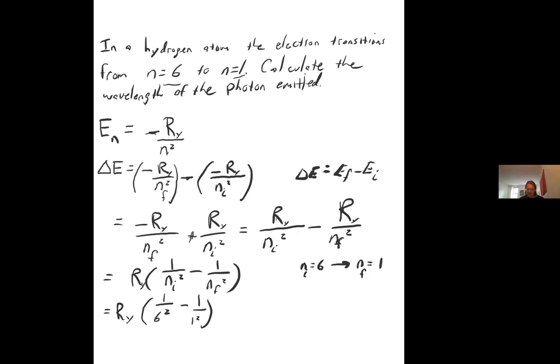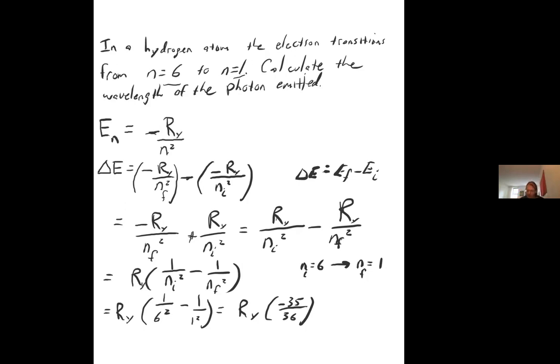Okay. Well, now you just do the arithmetic inside the parentheses. It's really 1 over 36 minus 1 over 1. 1 over 1 is 36 over 36. So you can either do it on your calculator or you can just do 1 over 36 minus 36 over 36, and you get R sub Y times minus 35 over 36. Or you'll just get a decimal number. If you want to just use a decimal number, that's perfectly fine.